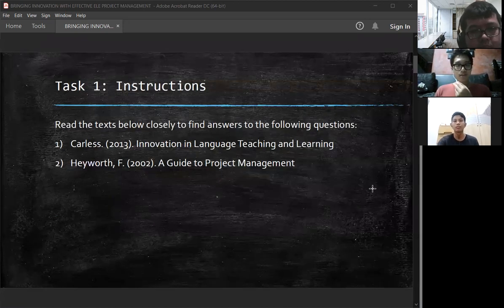For this particular assignment, it consists of two tasks. The first one is task one. In task one, there are a few instructions where we have to read these sources and answer the following questions. So we would like to move to the first question.